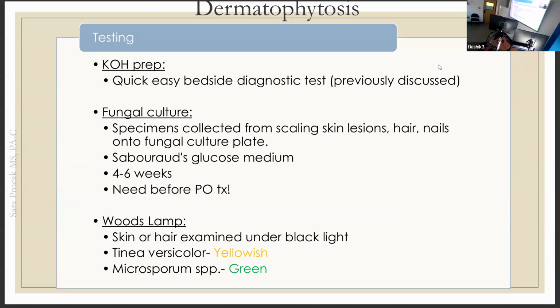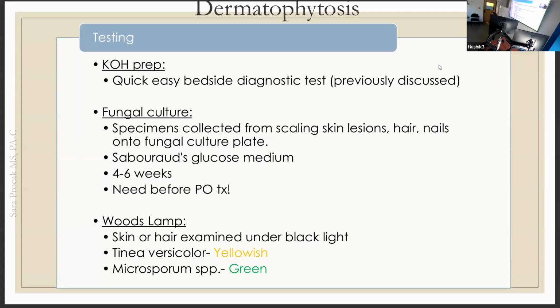So some testing we can do for these dermatophyte infections. KOH, which I know you're familiar with. Other options: culture. Basically this would be taking a vial that has a specific medium in it called Sabouraud's glucose medium. This is just a medium that the fungus grows well on. You take a sample, depending on what's going on with your patient. It could be skin flakes that you drop into the vial, a nail clipping, subungual debris, or a plucked hair. Whatever the source of the infection is, you can put it into this vial and watch to see what grows. It takes about 4 to 6 weeks.